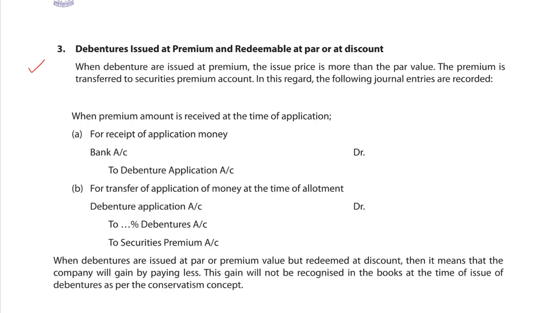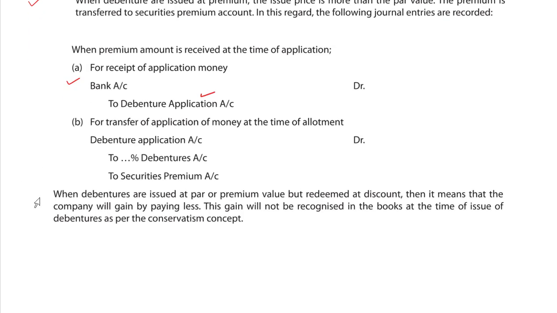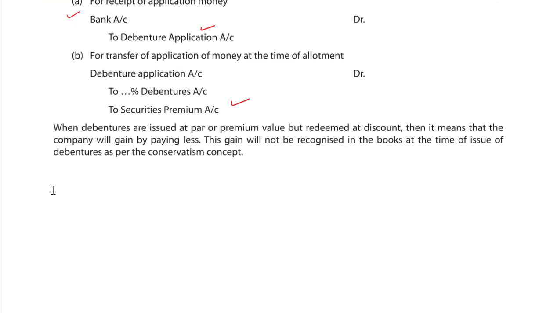Debentures issued at premium and redeemable at par or at discount. When debentures are issued at premium, the issue price is more than par value. The premium is transferred to securities premium account. In this regard, the following entries are recorded. When premium amount is received at the time of application, for the receipt of application money, bank to debenture application. For transfer of application money at the time of allotment, debenture application debit to debentures and securities premium.